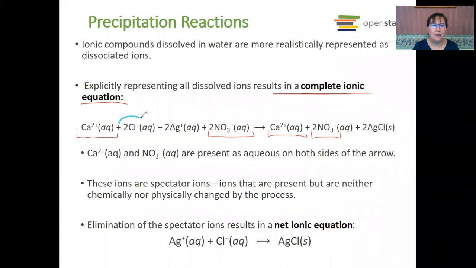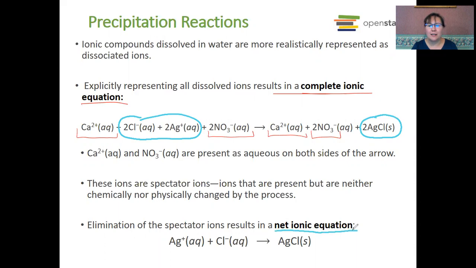Here you can see that you have these chloride ions and the silver ions. Those change their form. And if we put just those together, we have what's called a net ionic reaction, where the net ionic equation shows only the reaction that's occurring. I don't know why, because I can't spell it.